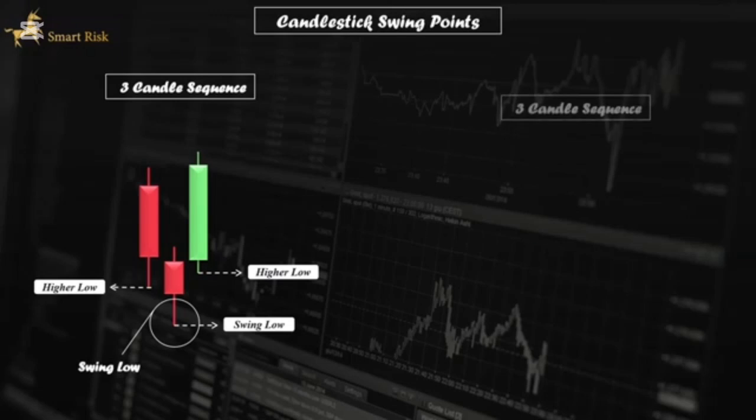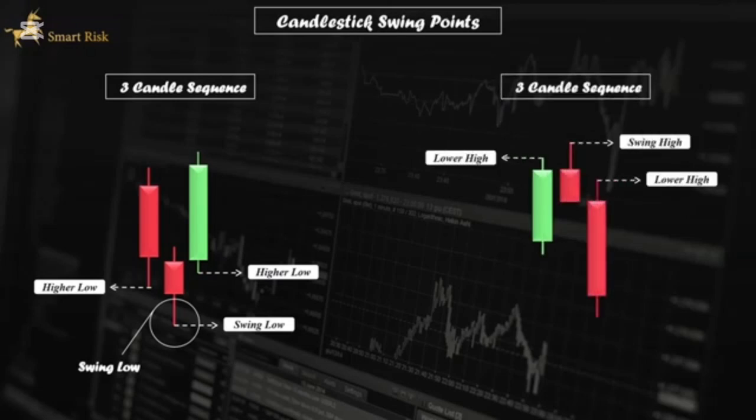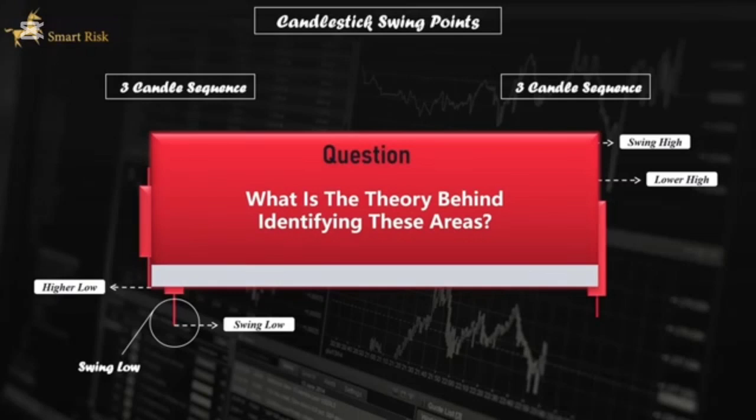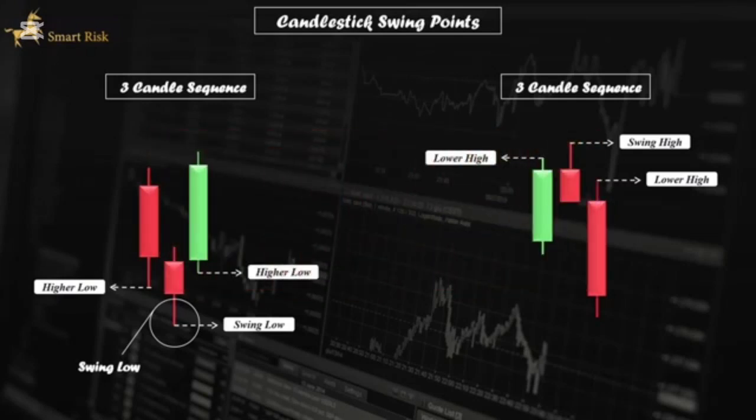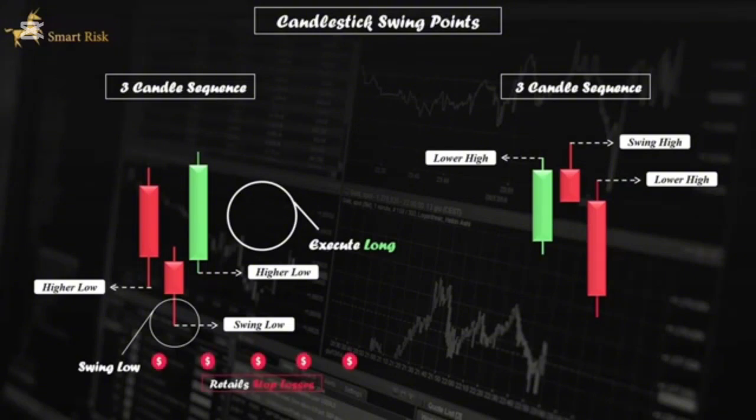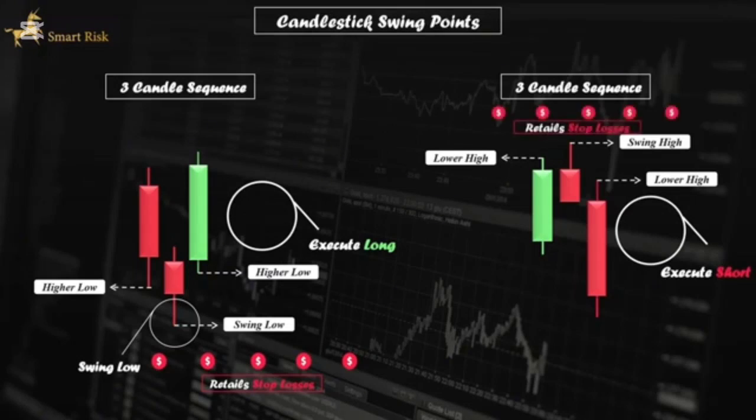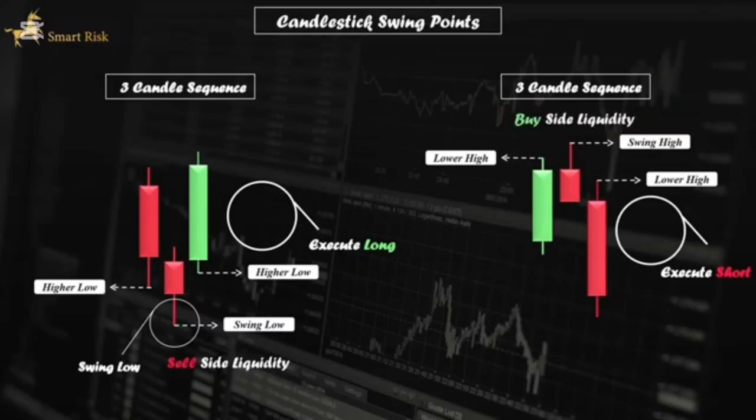Similarly, a candlestick swing high occurs within the three-candle sequence and represents the highest high point, situated between two lower high points in the adjacent candles. So what is the theory behind identifying these areas? If someone executes long positions in this area, they are likely to place their stop loss at the recent swing low. Similarly, if they open a short position from this area, they are likely to place their stop loss at the recent swing high. With this understanding, we refer to the resting sell stop orders located below the swing low as the sell-side liquidity. And similarly, we call the resting buy stop orders accumulated above the swing high as the buy-side liquidity.